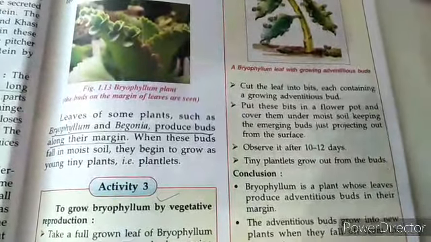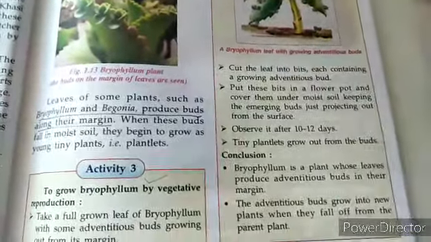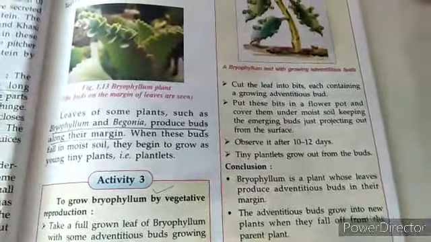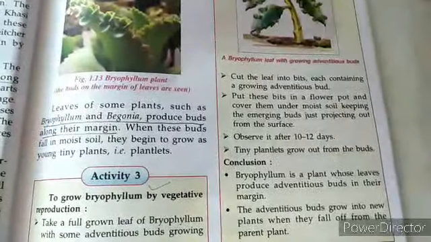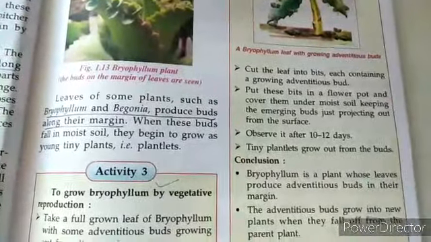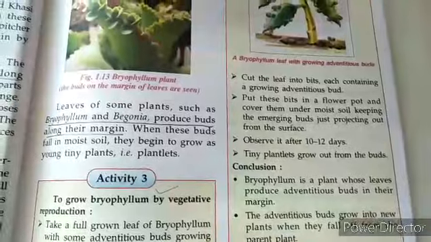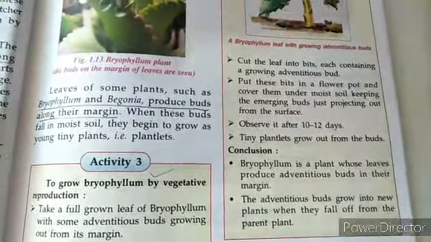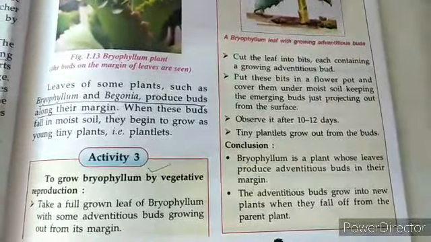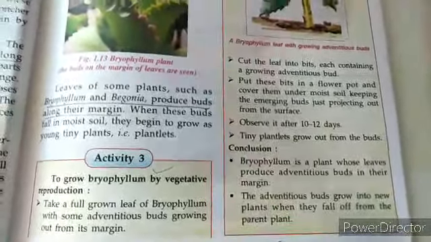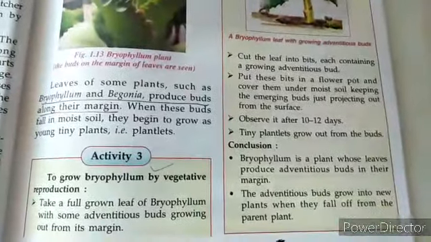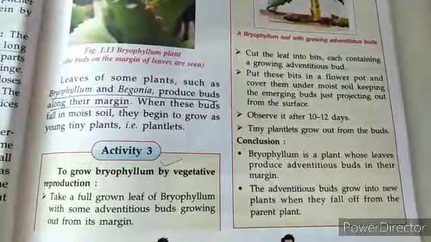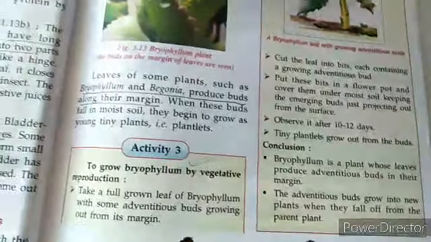Observe it after 10 to 12 days. Tiny plantlets will grow out from the bud. If the bud finds a suitable environment to grow, you will find that these buds are now converted into tiny plantlets or small plants. And the conclusion is bryophyllum is a plant whose leaves produce adventitious buds on their margin. The adventitious buds grow into new plants when they fall off from the parent plant.